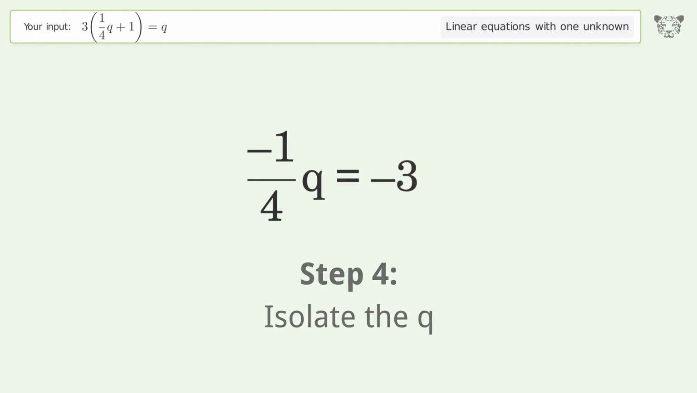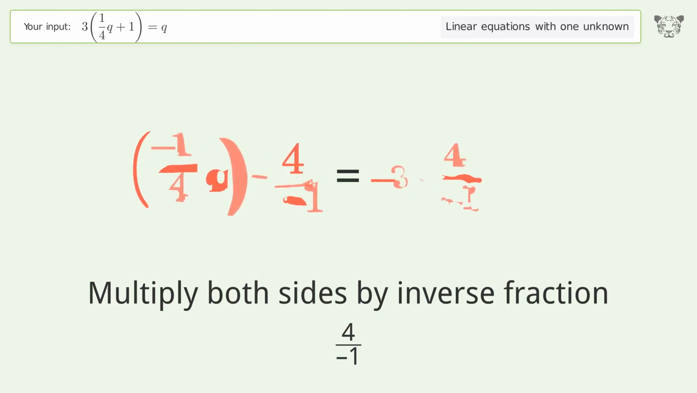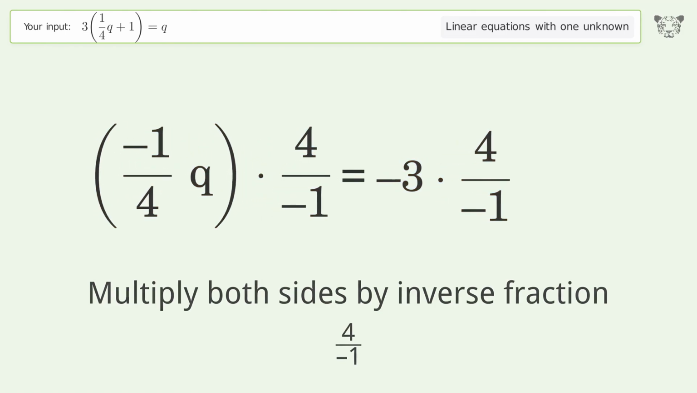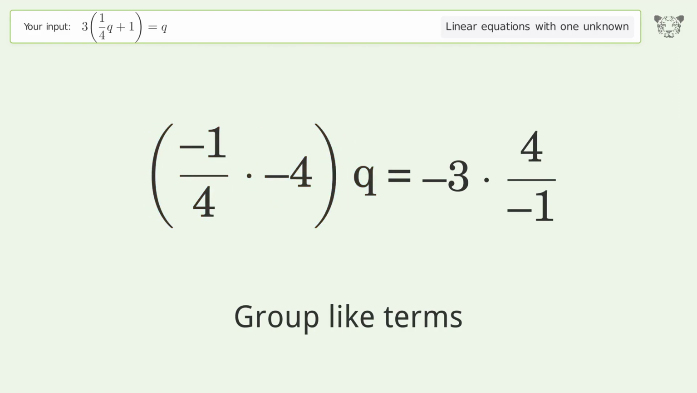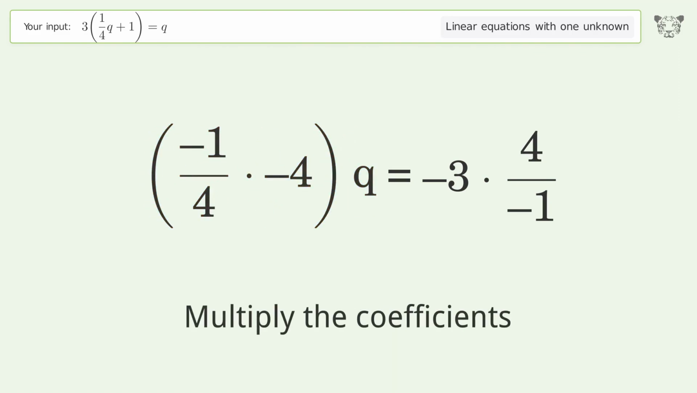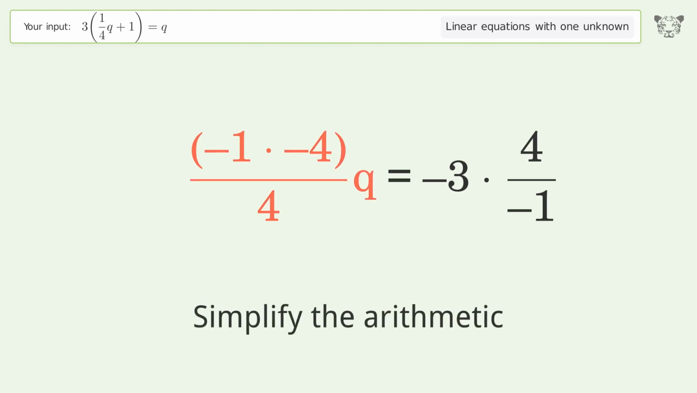Isolate the q. Multiply both sides by inverse fraction 4 over -1. Group like terms. Multiply the coefficients. Simplify the arithmetic.